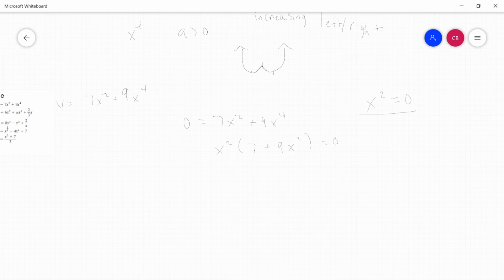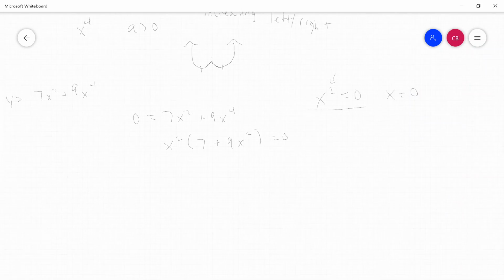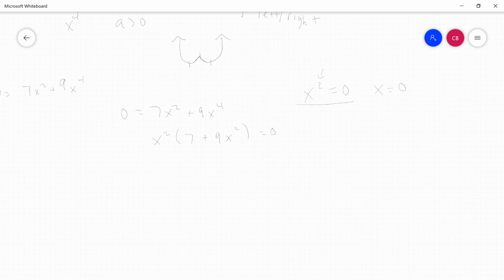Okay, obviously this one is going to stay on the same side like the last one did because this is x squared, it's an even power. Multiplicity is what that is called. The multiplicity is 2. If it's an even multiplicity, meaning an even power, then it stays on the same side. And then we have 7 plus 9x squared is equal to 0.